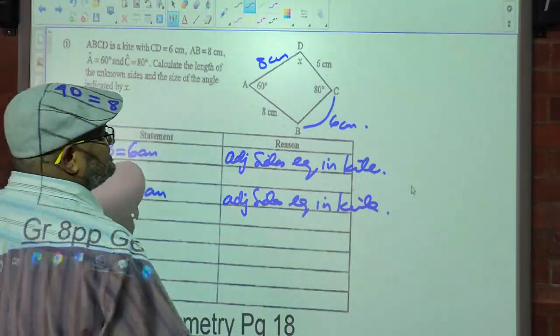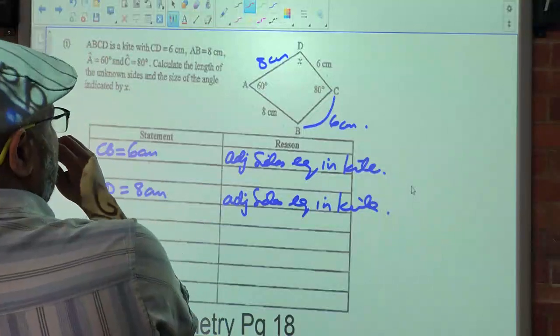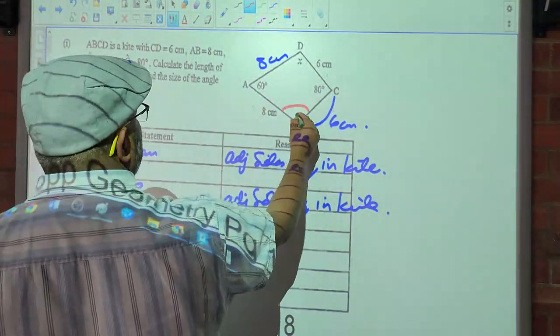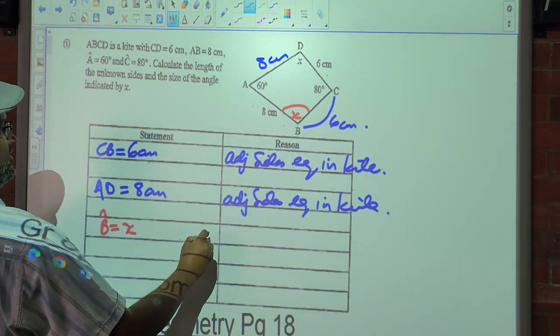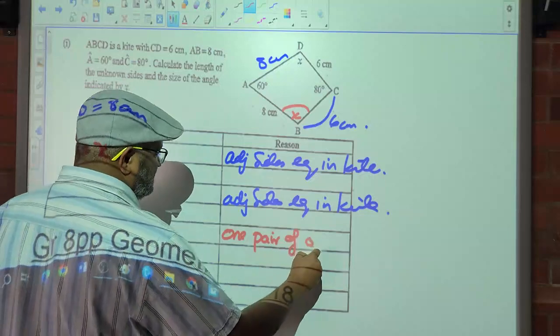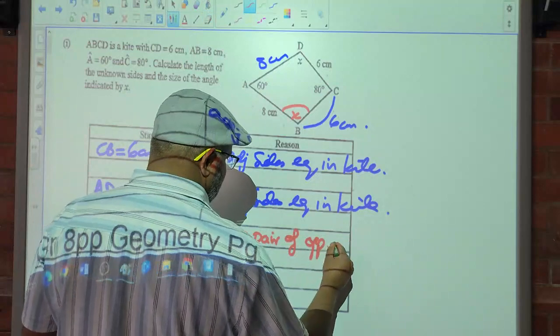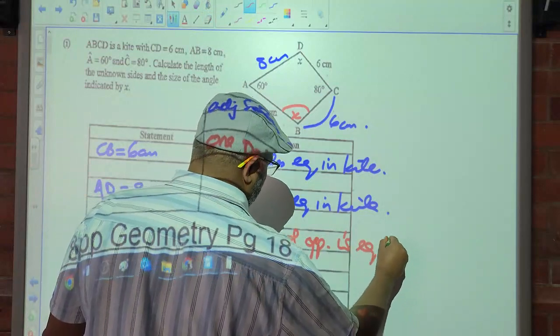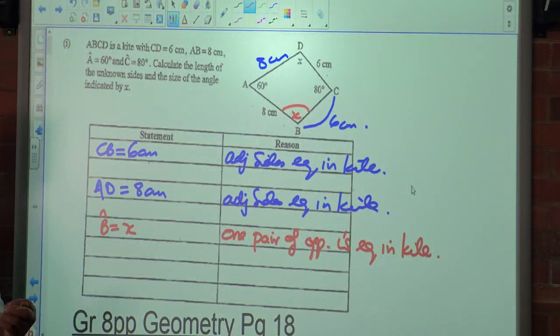Let's go to the angles. Angle B is what? Angle B is X. Why? One pair of opposite angles equal in a kite. Okay. But have I solved for X? How are you going to solve for X?